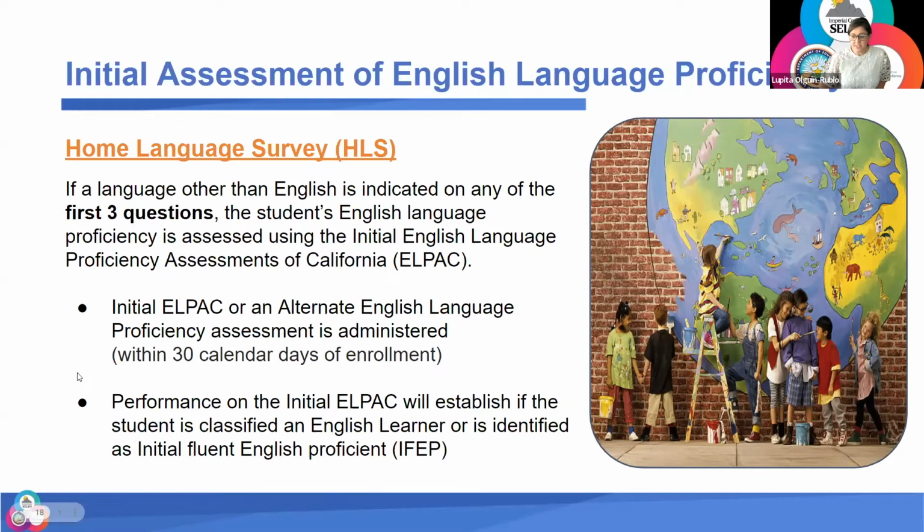We also want to take into consideration that perhaps the HLS will determine whether or not the student takes either the initial LPAC or the alternate LPAC. But what I want to talk about here is that if the HLS indicates that there is no language other than English spoken at home, and we begin to wonder once we meet the child or interact with the child, there's indication that perhaps the student possibly could be a multilingual learner, then we're going to talk about what are some of the considerations and strategies to think about and to implement to address that.